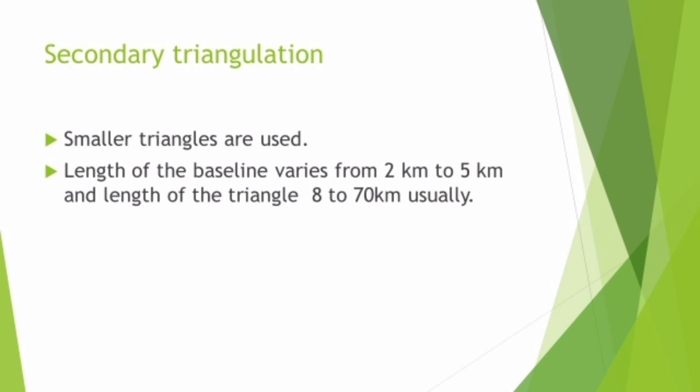In secondary triangulation, smaller triangles than in primary triangulation are used. The length of the baseline varies from 2 to 5 kilometers compared with the first one, and the length of triangle sides is 8 to 70 kilometers usually.